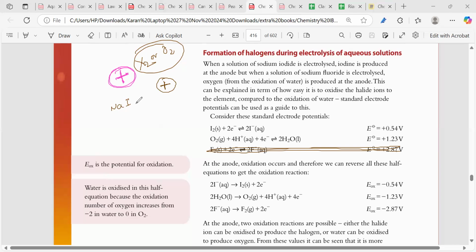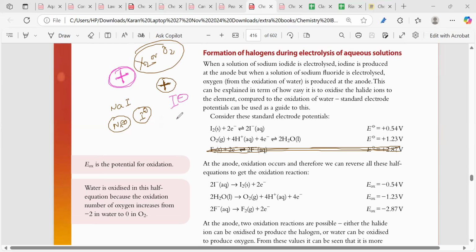Suppose I've taken NaI solution. Who goes to the anode? Na+ and I-. I- is in the solution and Na+. Who goes to the anode? The anode is positive in an electrolytic cell, right? So I- goes.